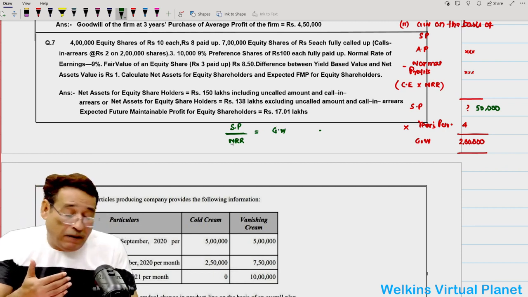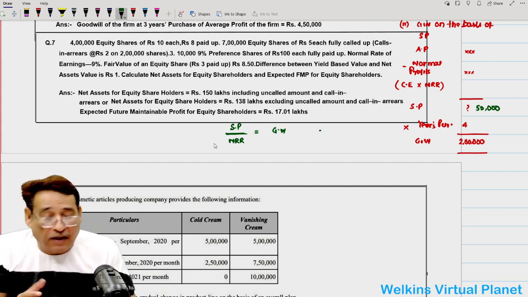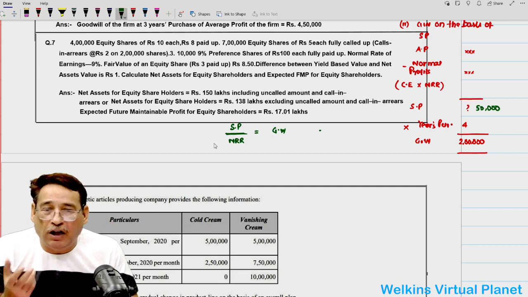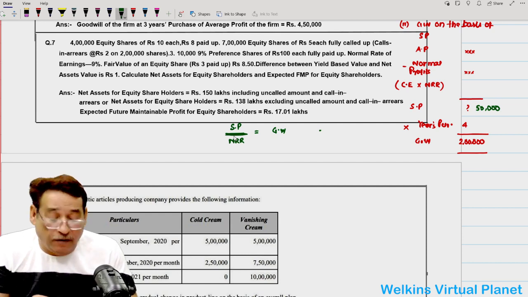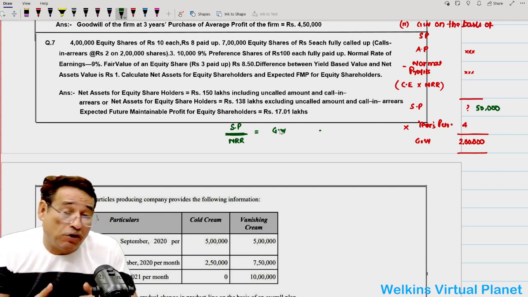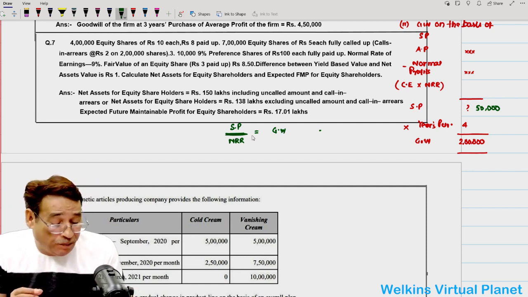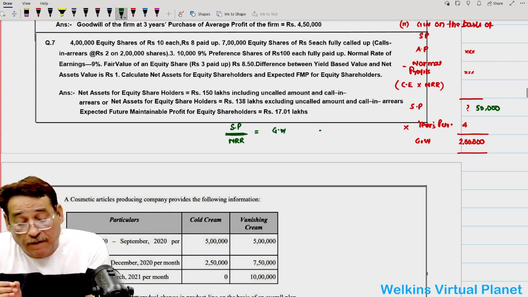So the point I am trying to make clear is that I can compute the capitalized value of goodwill by dividing super profits by the normal rate of return. So I can get the valuation of the goodwill. Now, in this particular case, you need to understand one thing.